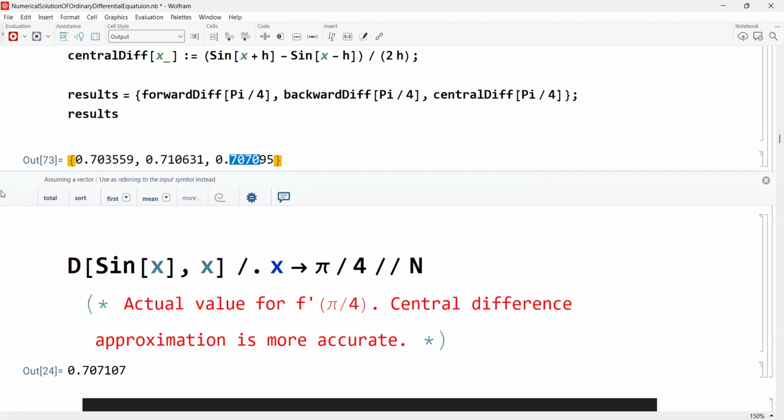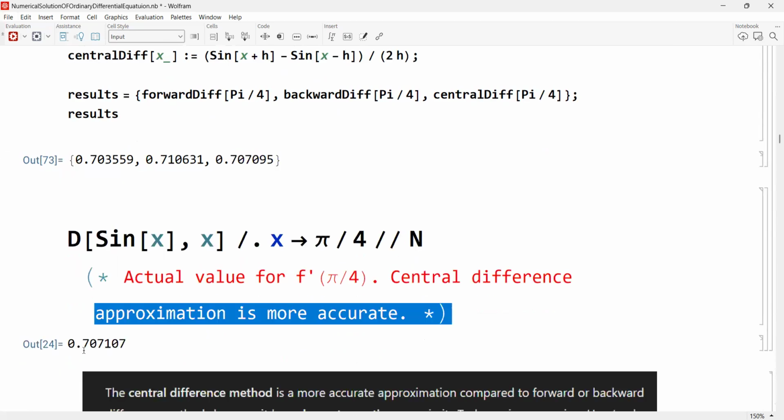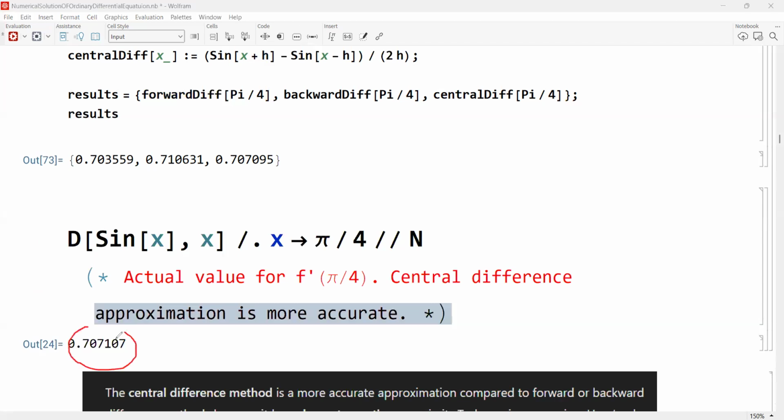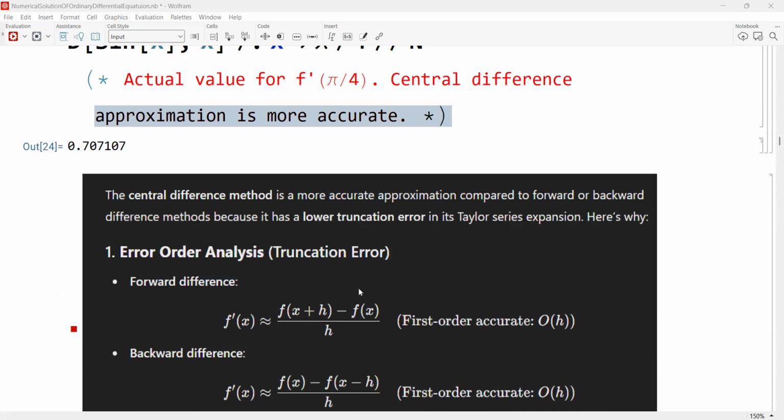So if we compare this to the central difference here, the central difference here is more accurate. So the value is closer to the actual value. So the central difference method is a more accurate approximation compared to the forward or backward difference method because it has lower truncation error in its Taylor series expansion.